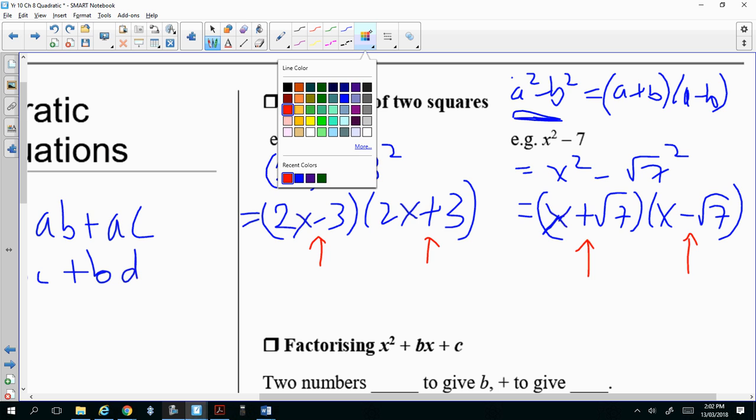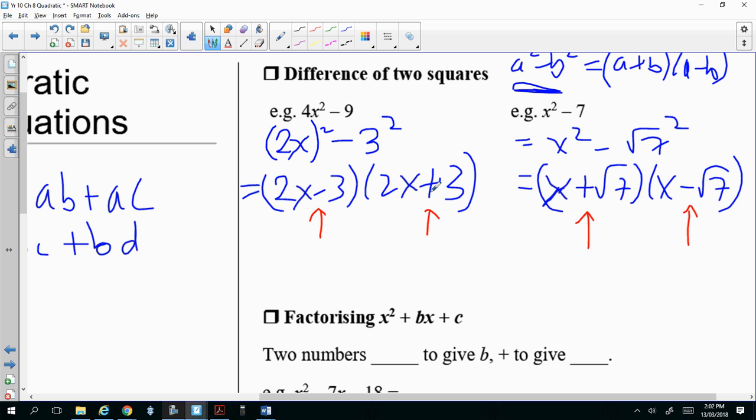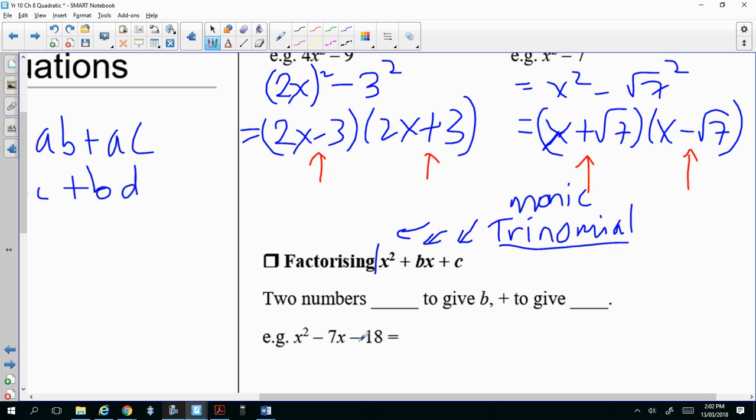We'll also learn how to factorize a trinomial, because I've got three terms. Trinomial means three. And this is monic, because the number in front of x squared is 1. And when it's monic, it's very easy to factorize. We have to find two numbers which add to give b, and times to give c.